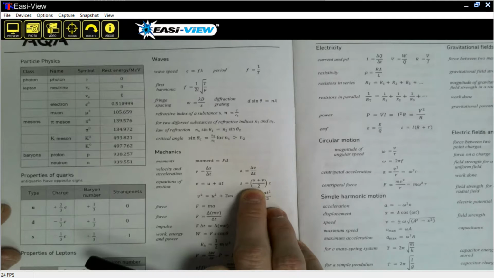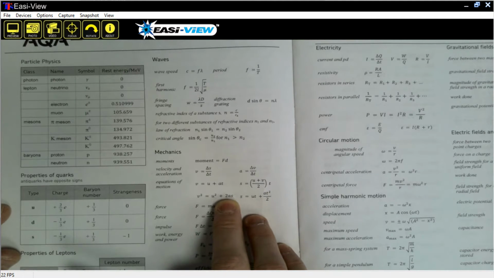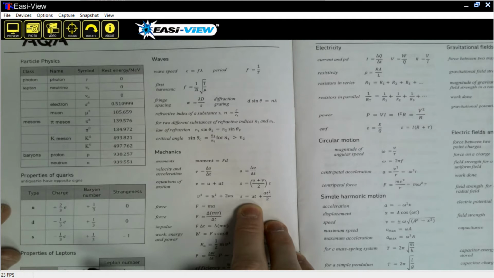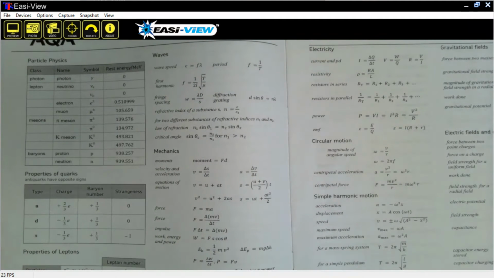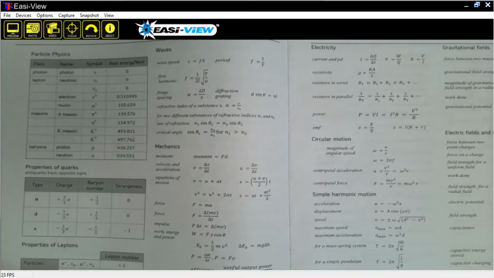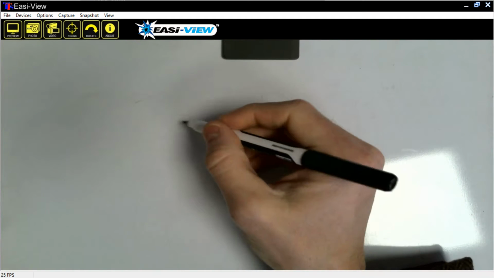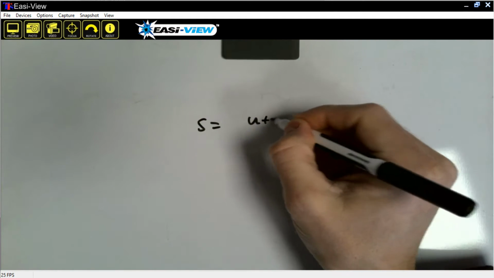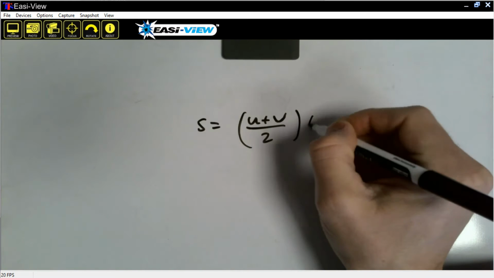You're given S equals (U plus V) over 2, multiplied by T. V squared is U squared plus 2AS. And S equals UT plus a half AT squared. I'm going to show you where these come from. The first one to have a look at is S equals (U plus V) all over 2 multiplied by T.